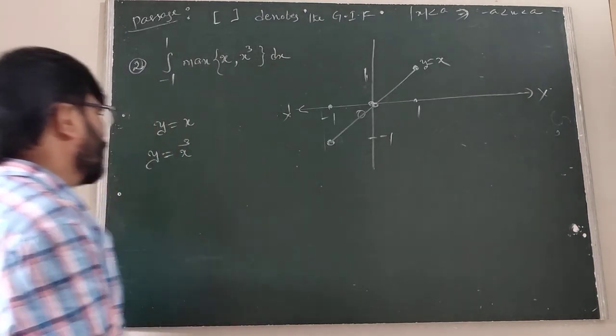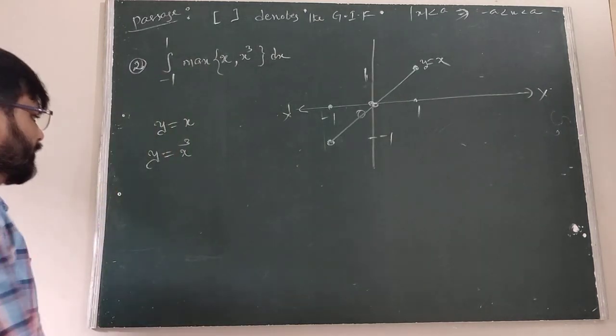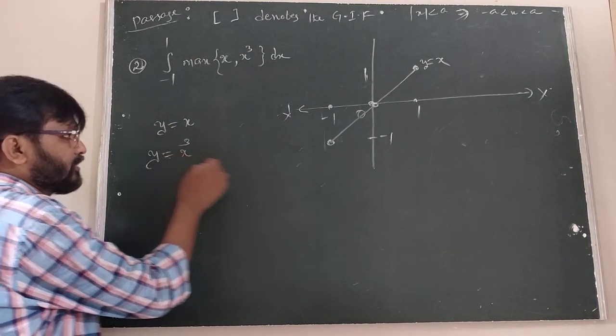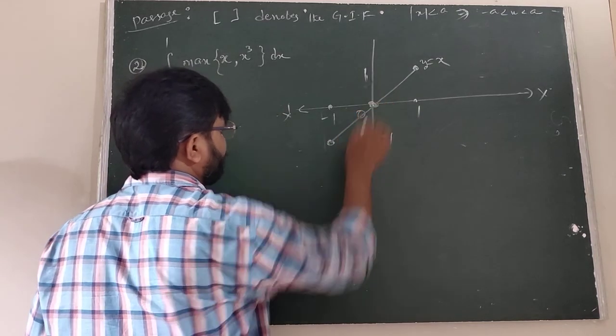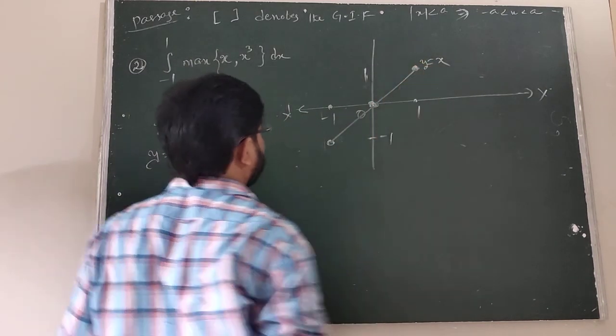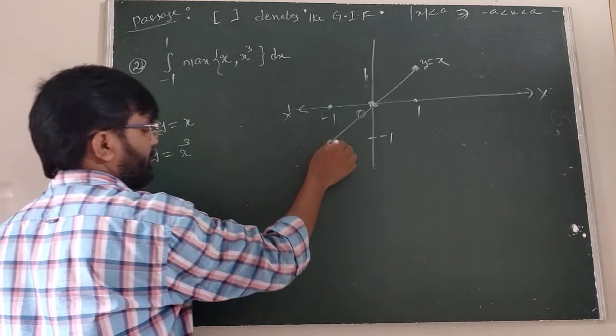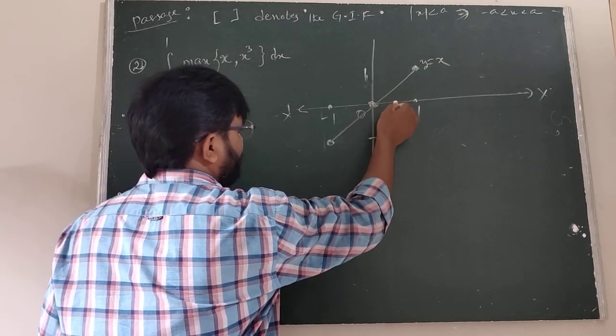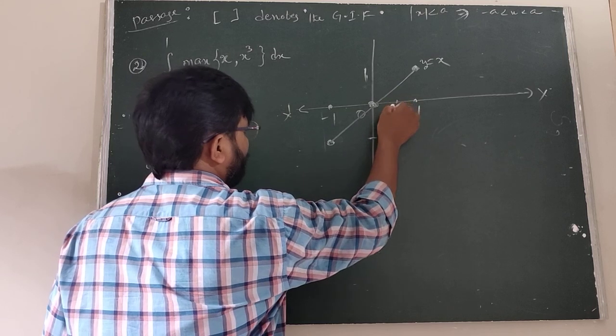So here, all of you listen here, y equals x cube. When we are taking x is 0, y is 0. And x equal to 1, this is 1. x equal to minus 1, this is minus 1. Suppose we are taking x equal to 1 by 2.